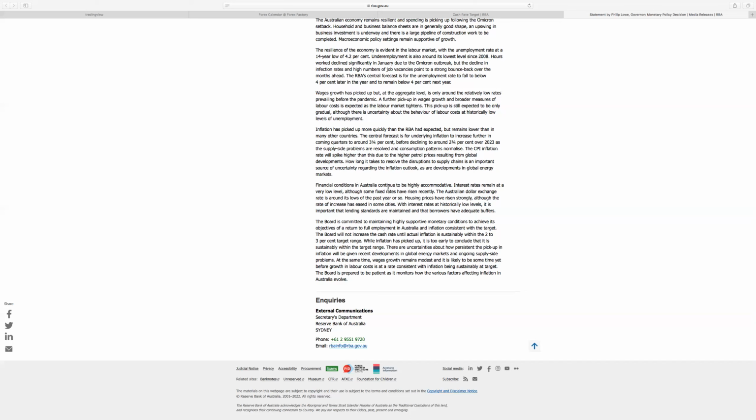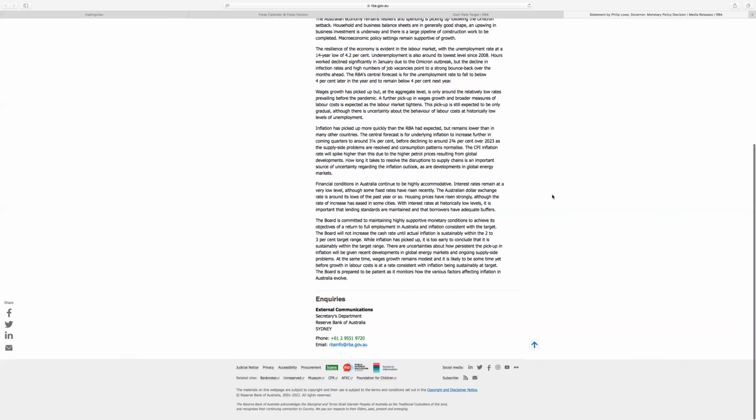Financial conditions in Australia continue to be highly accommodative. Interest rates remain at a very low level, although some fixed rates have risen recently. The Australian dollar exchange rate is around its lows of the past year or so. Housing prices have risen strongly, although the rate of increase has eased in some cities. With interest rates at historically low levels, it is important that lending standards are maintained and that borrowers have adequate buffers. The board is committed to maintaining highly supportive monetary conditions to achieve the objective of a return to full employment in Australia and inflation consistent with targets.